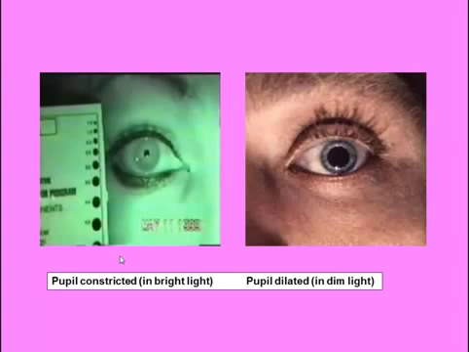Here's a little picture of that happening. On the left, this is in a very bright light, forgive the coloration, but you can see in bright light the pupil is very, very small. Whereas in dim light, the pupil has got much, much larger. We call this larger pupil a dilated pupil, and we call this smaller pupil a constricted pupil.